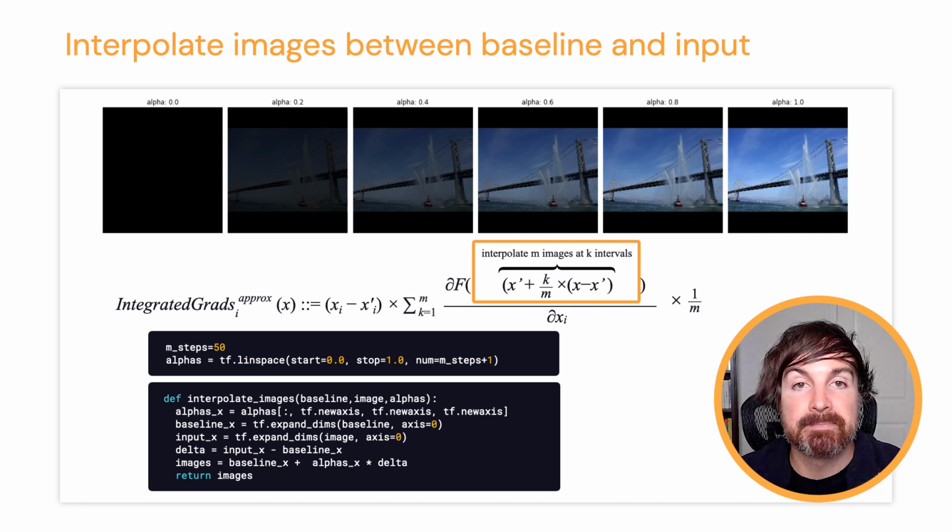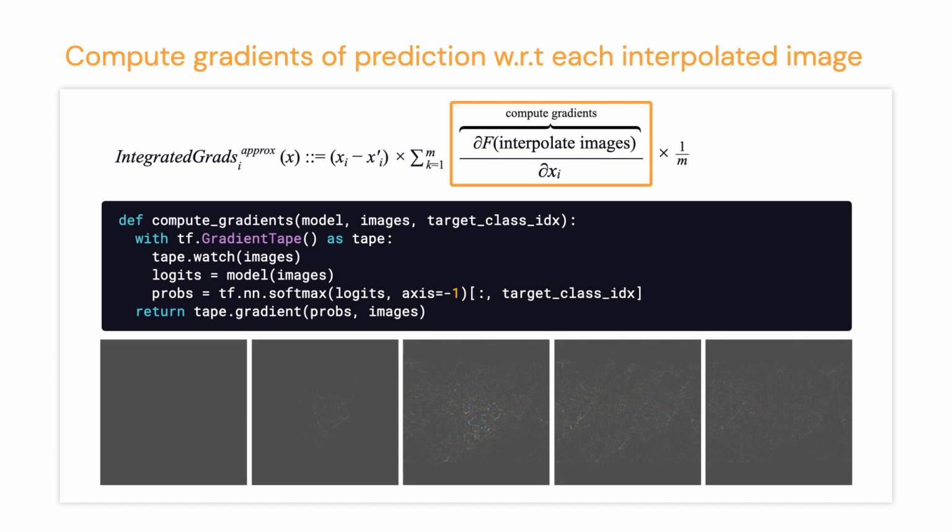In this example, another way of thinking about that constant is that it is consistently increasing each interpolated image's intensity or brightness, as shown in the fireboat images above. In the first code block, the tf.linspace function generates a vector of evenly spaced m-step numbers. The second code block contains a vectorized implementation that creates m-step interpolated image tensors with increasing brightness between the baseline and input image tensors.